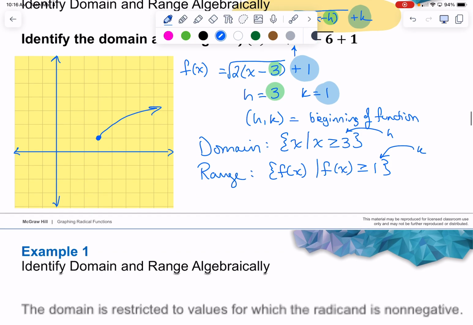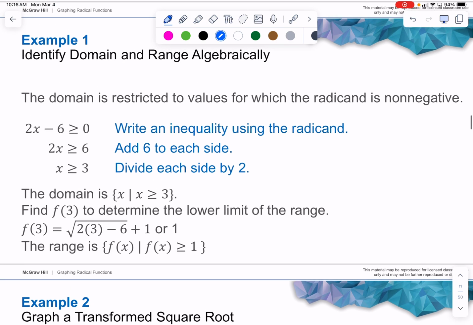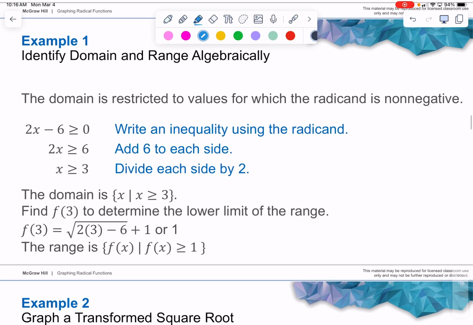Okay, now the book did it the algebraic way. They said, hey, the domain is going to start when the stuff under the square root is greater than or equal to 0. So they set that greater than or equal to 0, solved, and got x is greater than or equal to 3. Then they said, oh, hey, I can find the y value by finding f of 3, and then I got 1. I didn't have to do all that, did I? I just had to do one factoring and read my function. Can you do it either way? Yes. You pick which way your brain likes best, okay?